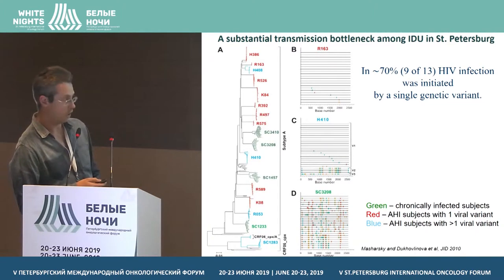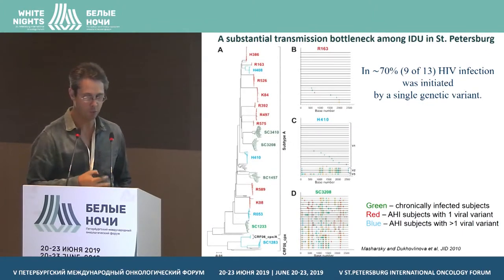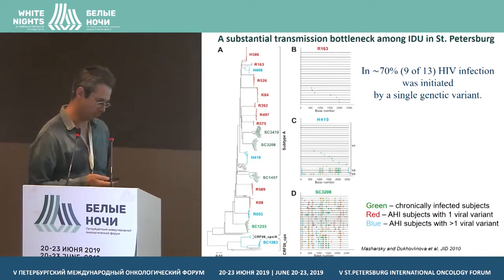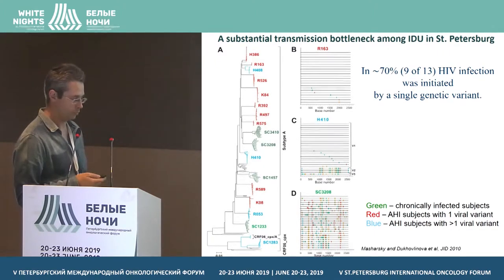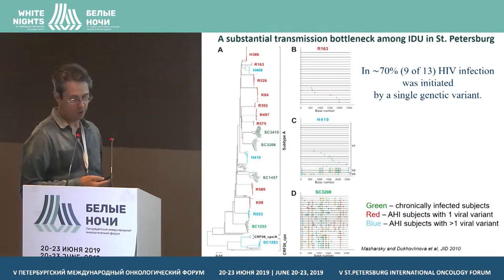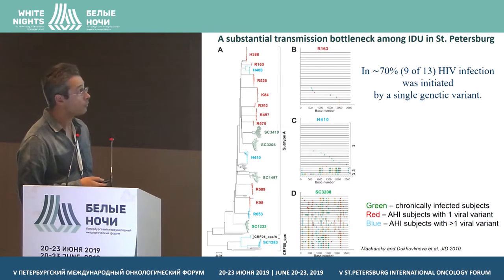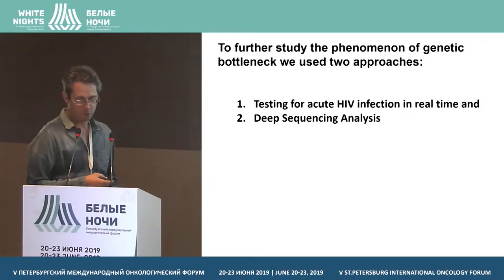In our old study, it was shown that for our population, the infection with the single viral variant took place in almost 70% of cases. Which was similar to the situation of sexual transmission. So the expected difference caused by routes of transmission was not confirmed.